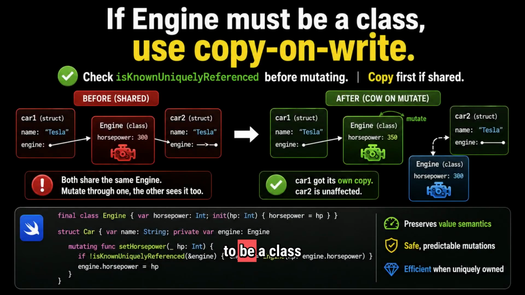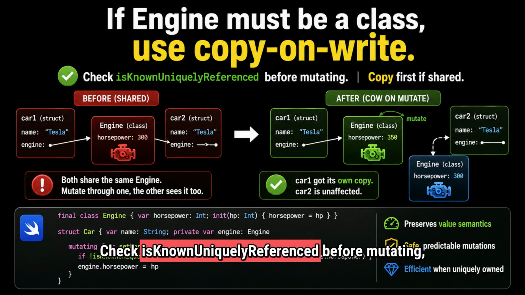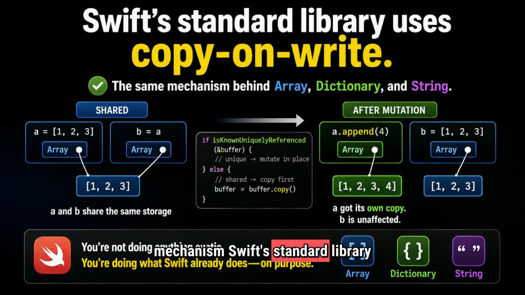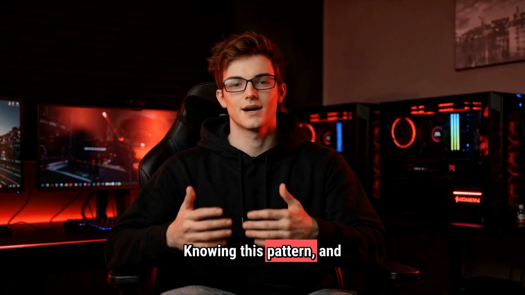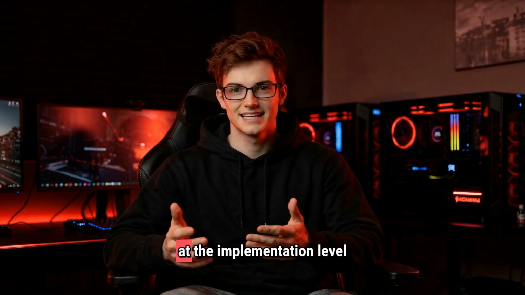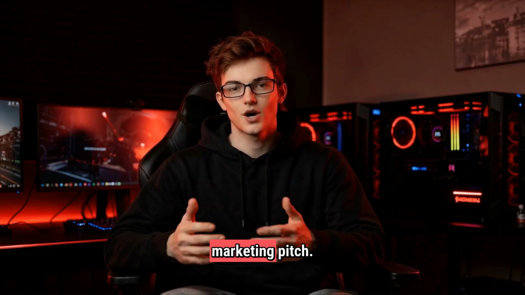If engine does need to be a class, expensive to copy, or genuinely a shared mutable resource, implement copy on write manually. Check isKnownUniquelyReferenced before mutating, and copy first if the reference is shared. This is the exact mechanism Swift's standard library uses for array, dictionary, and string under the hood. You're not doing anything exotic. You're doing what the standard library already does, on purpose, in your own type. Knowing this pattern and being able to explain it tells an interviewer you understand value semantics at the implementation level, not just the marketing pitch.